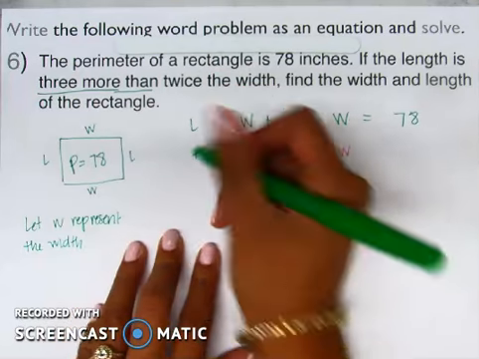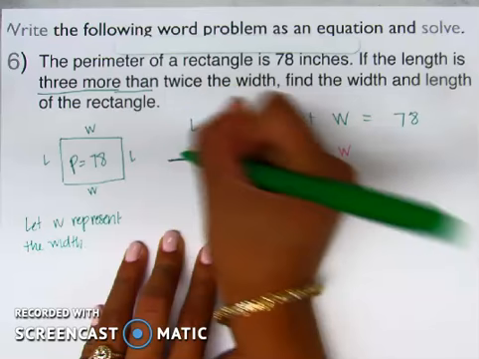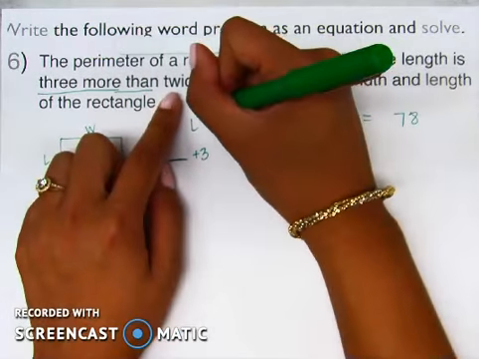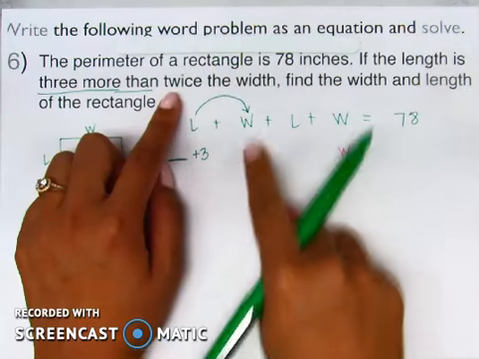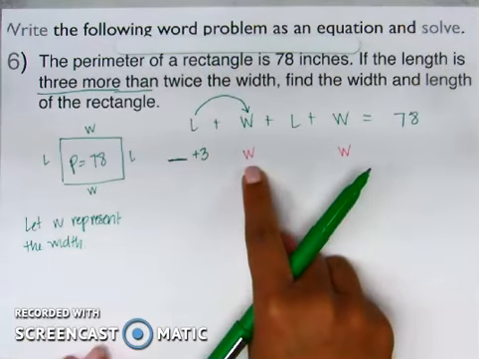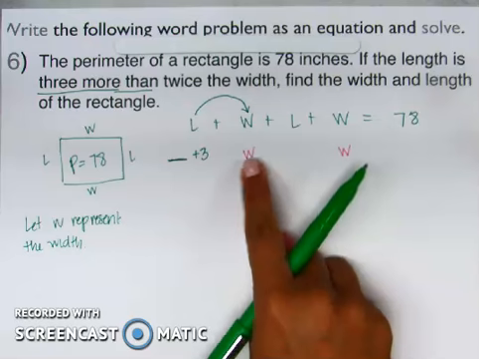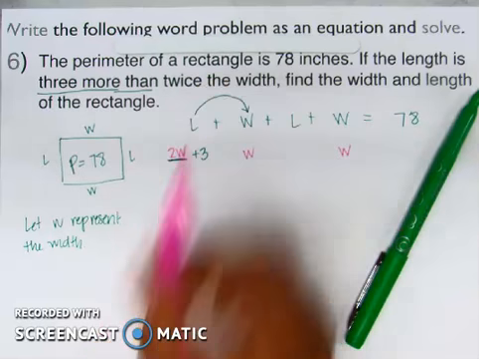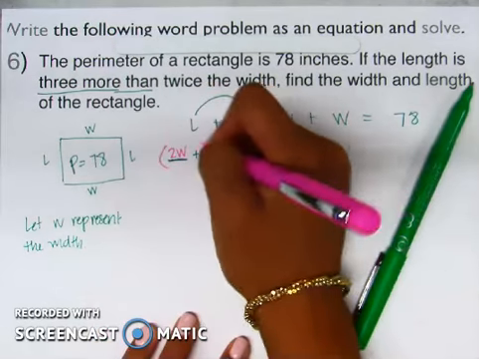But we're adding 3 to something. What are we adding 3 to? Well, we're adding 3 to twice the width. What's the width called? Well, it's called W. So twice the width would be 2 times W. 2 times W is just 2W. So this is what we're going to call the width.